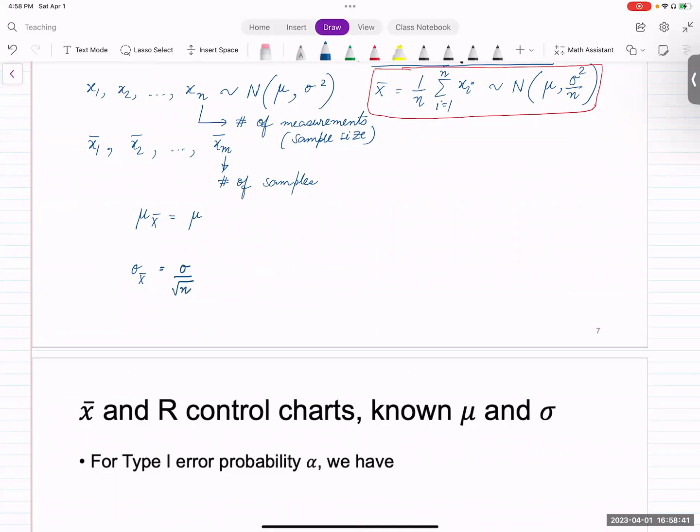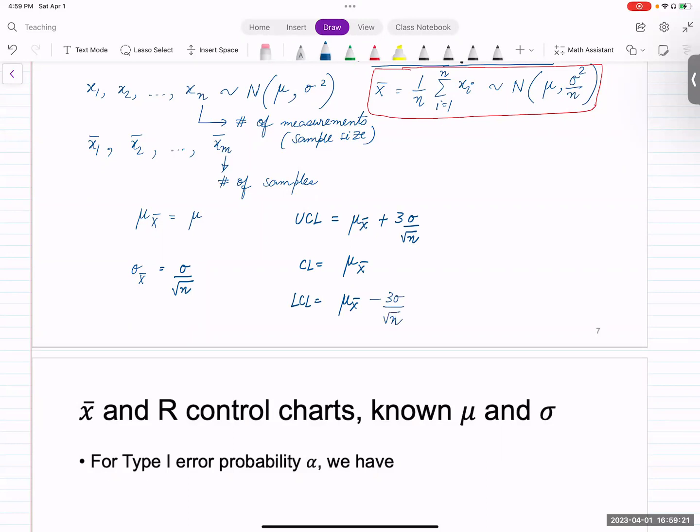Now that we have mu of X bar and sigma of X bar, we can write down our upper control limit. This is equal to mu of X bar plus, again, I'm going to assume 3 sigma control limits unless otherwise specified. So by default, I'm assuming Z alpha over 2 equals 3. So this is 3 sigma divided by square root of n. Your center line is mu of X bar, and then LCL is equal to mu of X bar minus 3 sigma divided by square root of n.